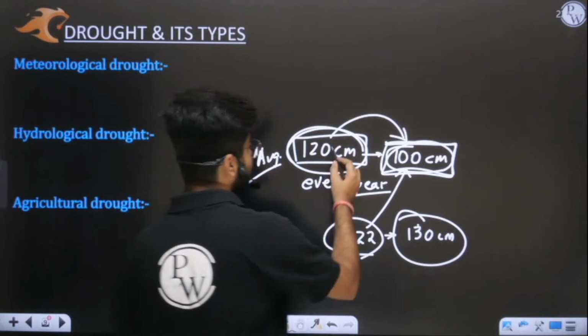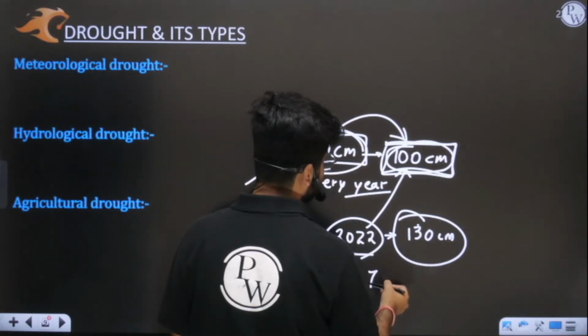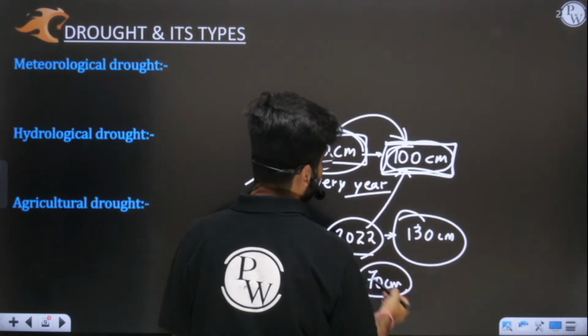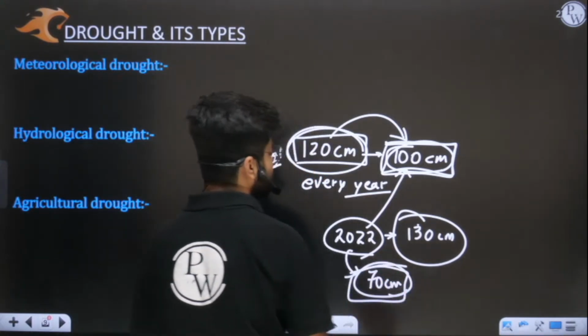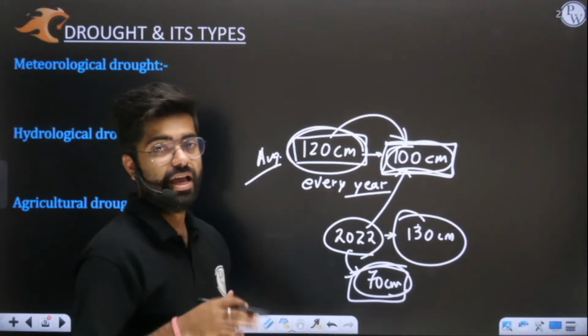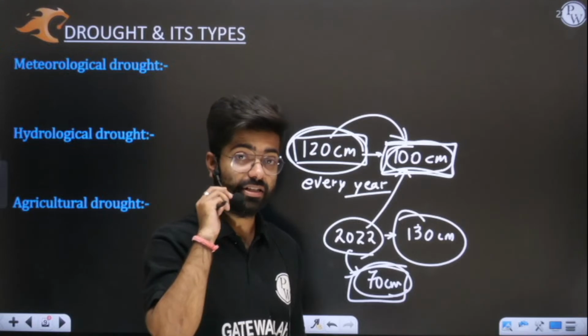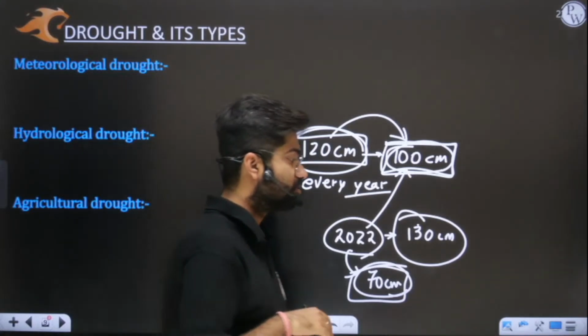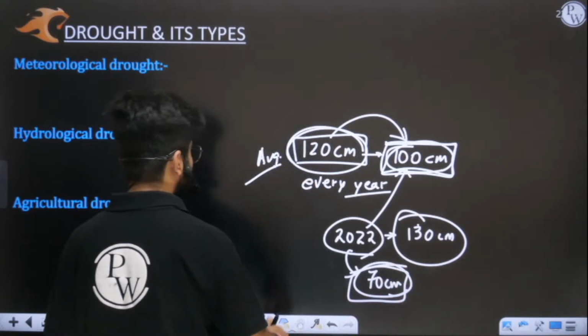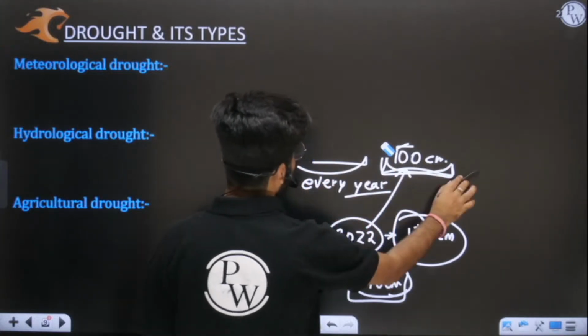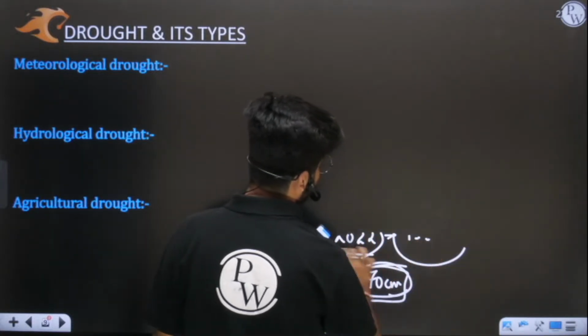But if this 120 gets converted into, let us say, 70, then I will say that in this year 2022 drought has happened. Why? Because 70 centimeter is a drastic change. Average is 120, and if it is 70, then obviously a drastic dip is there. That is drought. Okay, so I hope this thing is clear. So now let us write down the basic definitions. So listen very carefully. Three things are here.